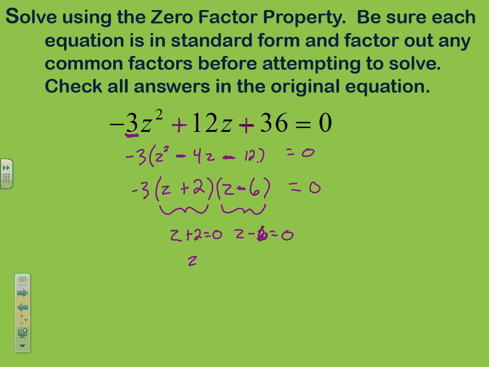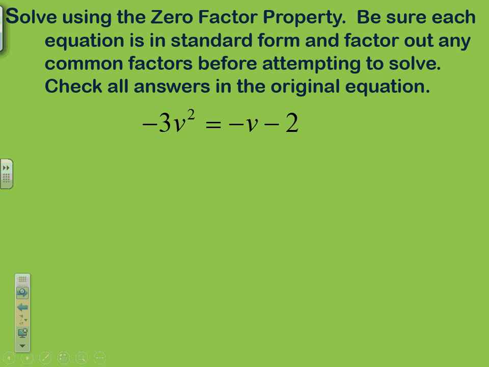And so here I get z is equal to negative 2, z is equal to a positive 6. Because the degree is a 2, there should only be 2 solutions. Some students are going to set that negative 3 equal to 0 and try and solve for negative 3, even though there's no variable attached with it.